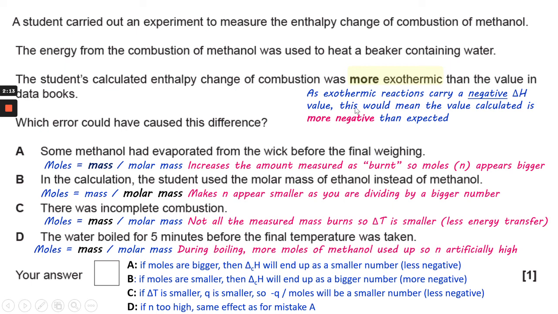So because they want us to work out which is more negative, in other words, more exothermic, we want to use B as our answer.